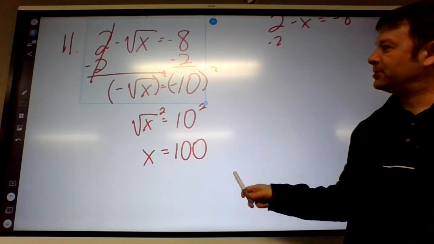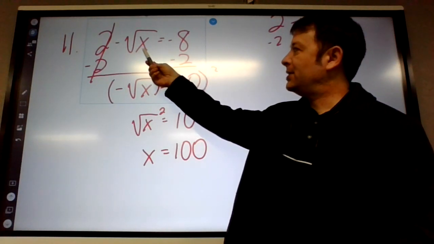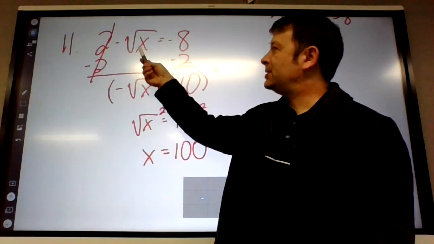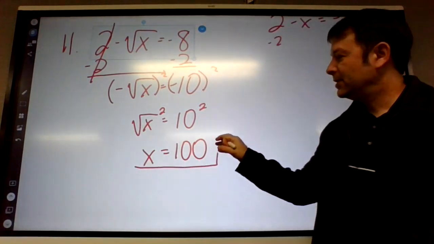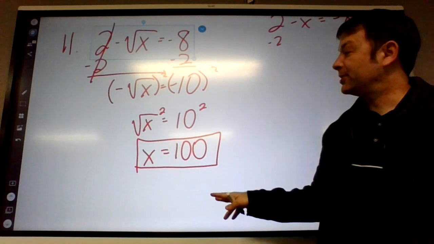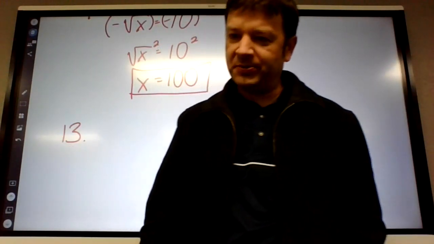Alright, does this actually work? Square root of 100 is 10. 2 minus 10 is -8. Yes, it does. Okay, we haven't found the one that doesn't work yet. We're running out of problems, so it should be coming up.